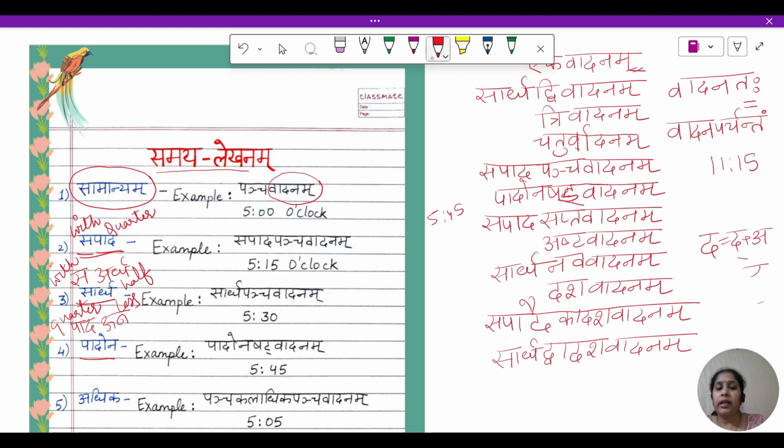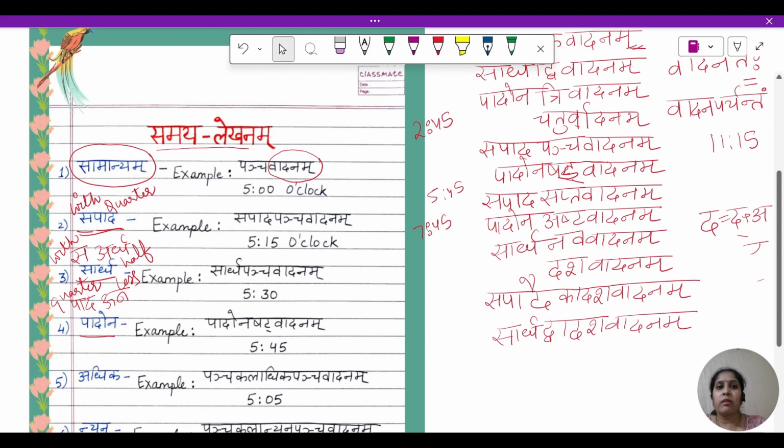I'm hoping this is clear. Same way, if I want to say 7:45, what will it become? Padon Ashtvadanam. I'm hoping this part is clear to everyone, right? If I want to say 2:45, what will it become? Padon Trivadanam, right? I'm hoping the time writing is very easy, and after watching this, you will be able to write all the times without any hesitation in your exams. And give a thumbs up if you are understanding it nicely.